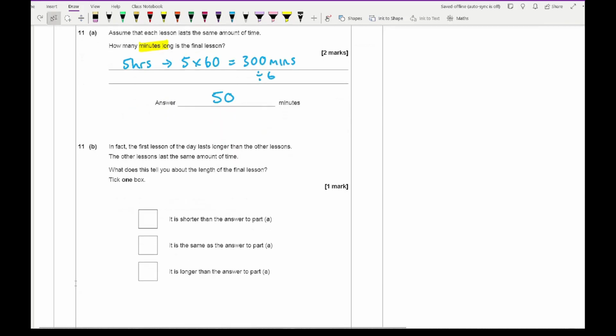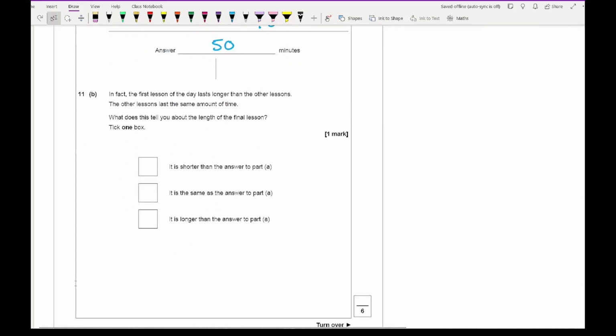For 11b, it says that in fact the first lesson of the day lasts longer than the other lessons. The other lessons last the same amount of time.